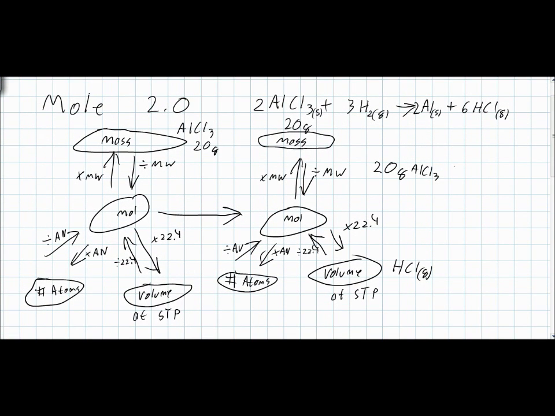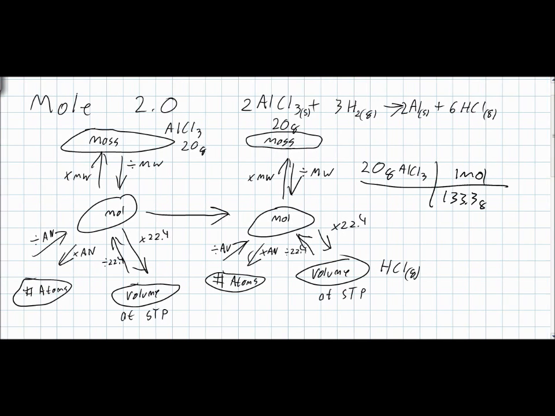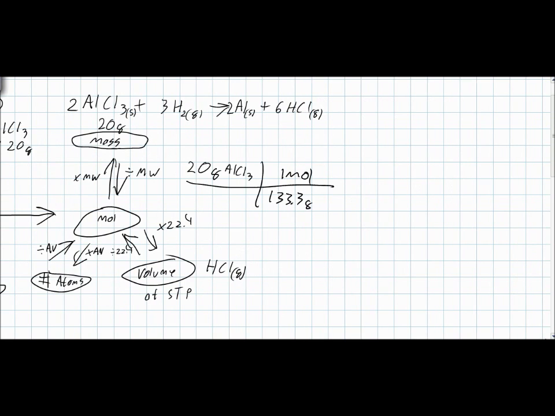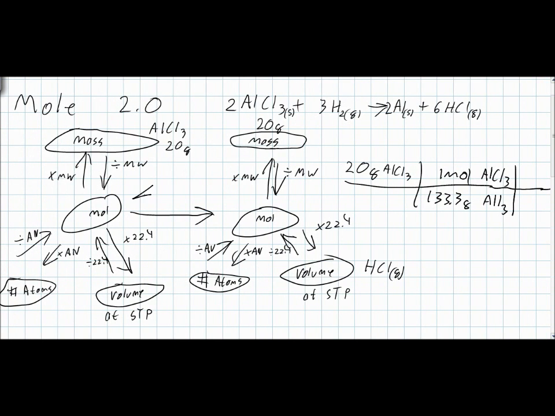Since it's grams per mole, you take the inverse to get moles on top. So you get 1 mole, and you get 133.3 grams, and this is all of aluminum chloride. Try to remember to keep the compounds with you as you go. This is part of keeping your units. If you lose your units, you can lose your place. So now we've gotten to moles, which is right here.